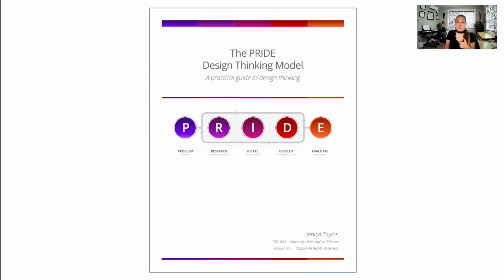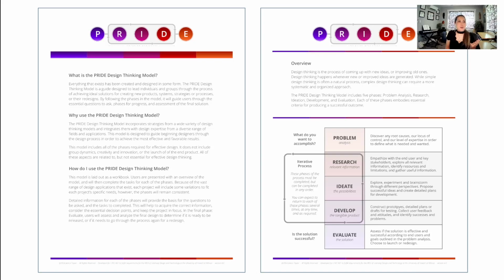All right, so the workbook. This is the cover page for the workbook. And then we open up, and that introduction, that first page, is talking about what the design thinking model is, why we need it, and how to use it. Then we have the overview that includes what design thinking is and what the process is, and then we have this visual, of course.